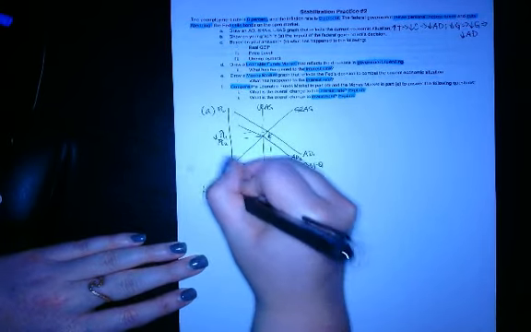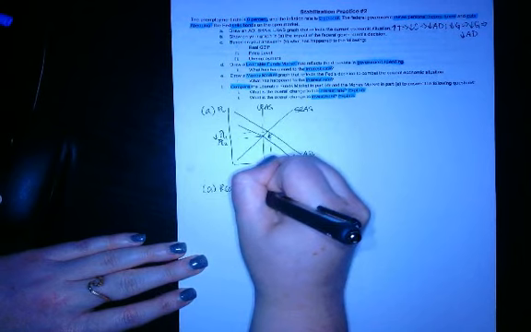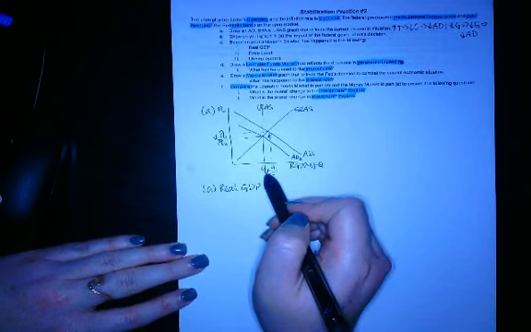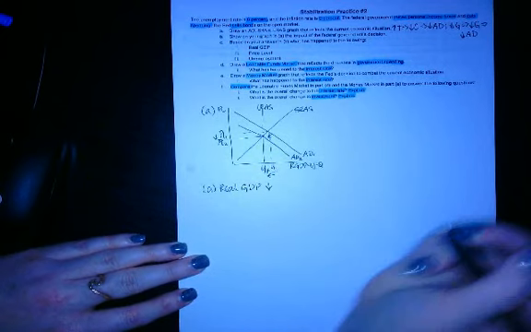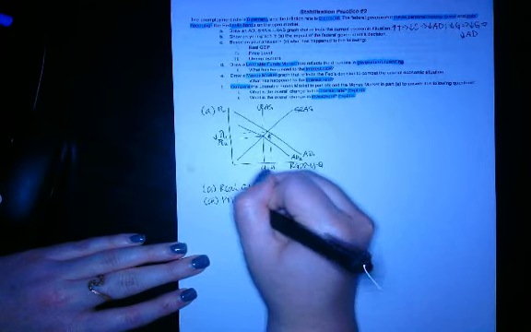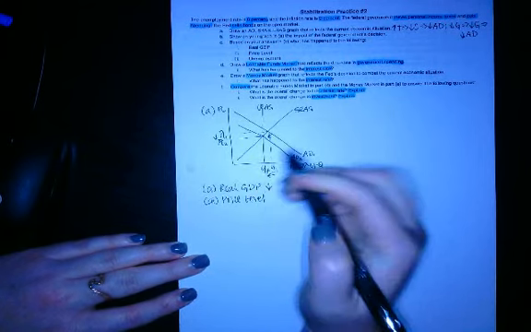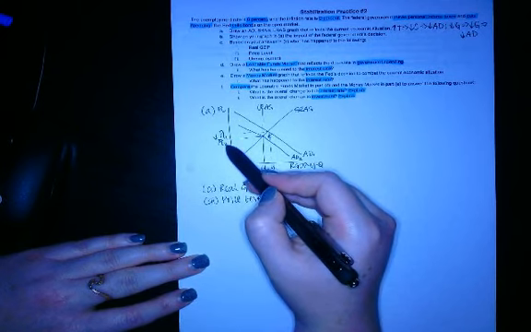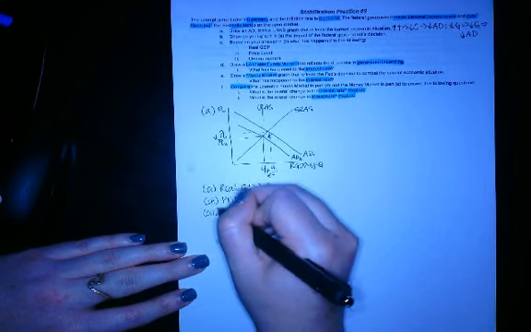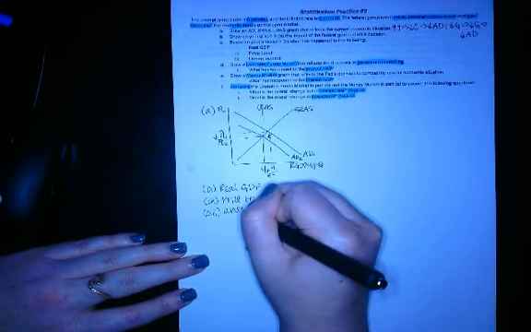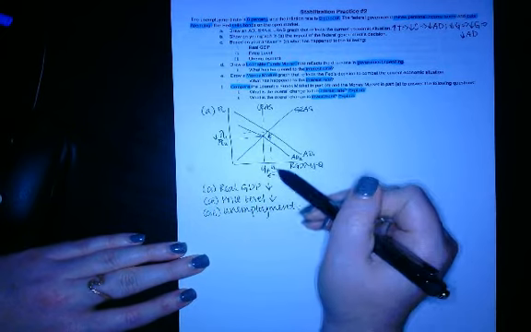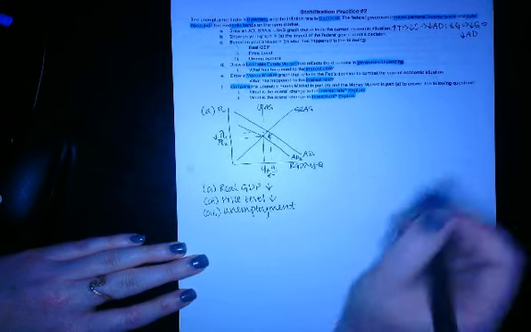C1, real GDP. Well, what's happened to real GDP? Well, if we started at Y1 and now we're at YF, we've decreased. C2 is price level. Well, if we started at PL1 and now we're at PL2, we've decreased. And then C3 is unemployment. And if we started at Y1 and now we're at YF, I'm going to say unemployment increased.